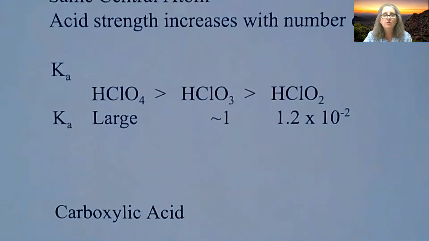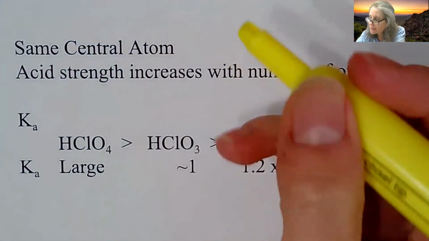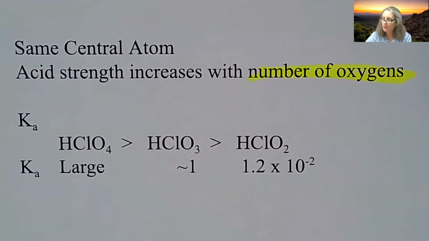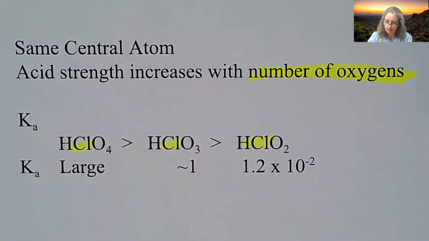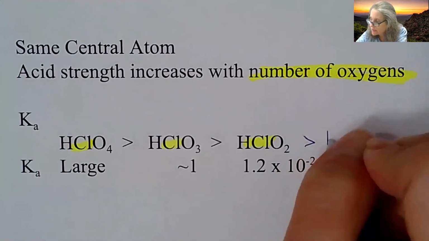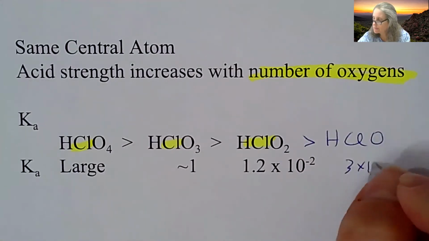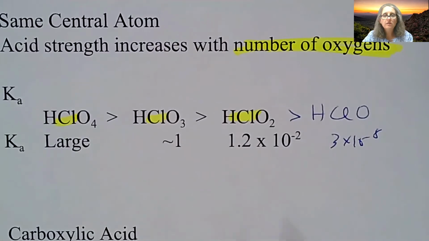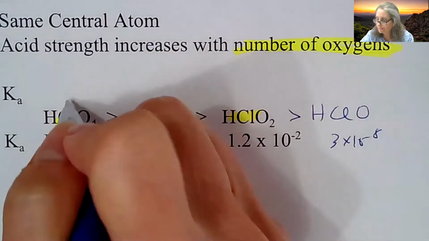Now, if you have the same central atom, the strength is going to increase based on the number of oxygens. So the easy one for this is this grouping here. And I'm going to write an additional one, which is HClO, which has a Ka of 3 times 10 to the eighth. So if you want to write that in. HClO4 is considered to be a strong acid.